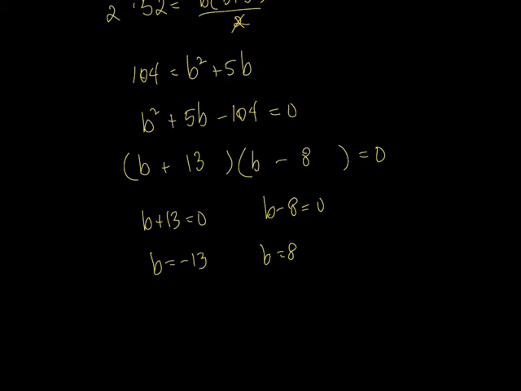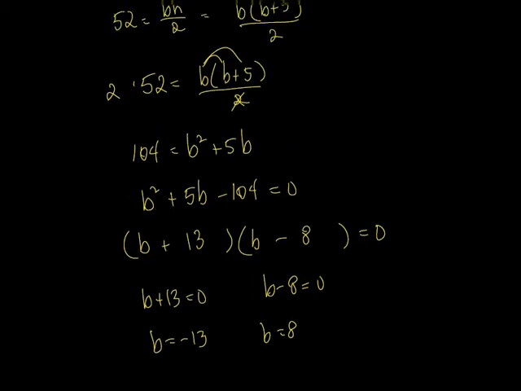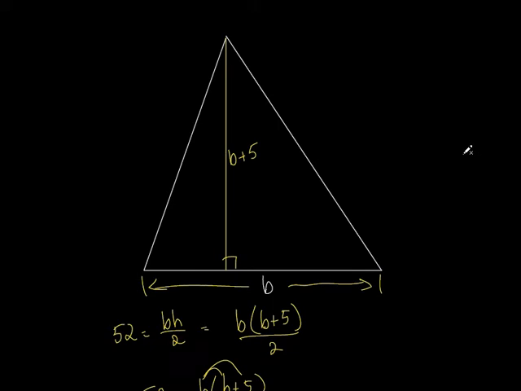But this is not quite Algebra 2. What are we trying to find? We're trying to find actual lengths, right? So remember what we had. We said b was equal to negative 13 and positive 8, right? Do we use both of those? No. You can't have a negative length, can you? b cannot be negative. So we just get rid of it.